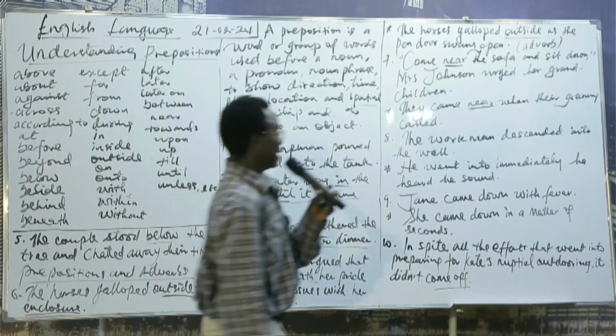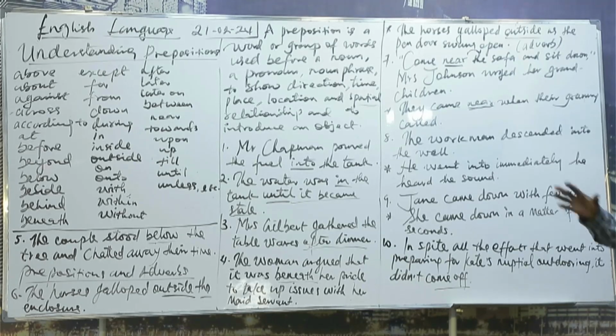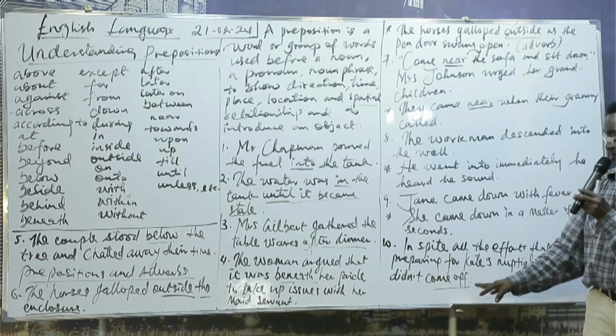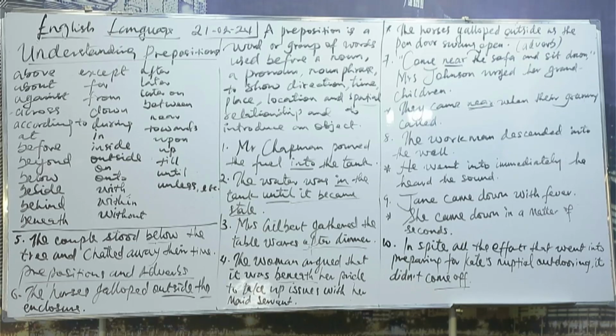Please let's pay attention. Now let's take a look at sentence 10 here, which says, in spite of all the efforts that went into preparing for Kate's nuptial outdooring, it didn't come off. Now this is another idiom. It has the verb come and the preposition off. What do you think we mean here?